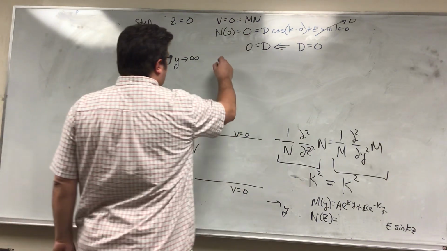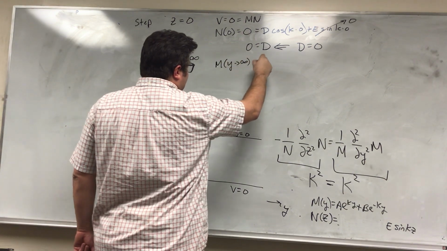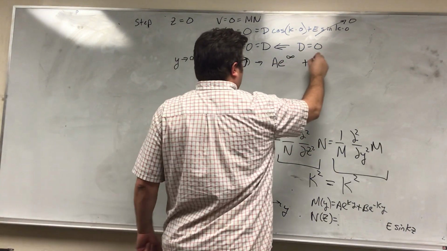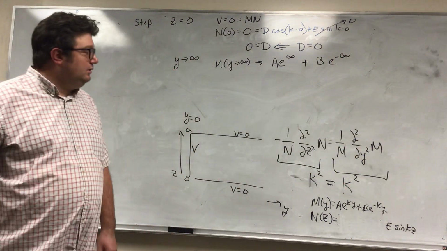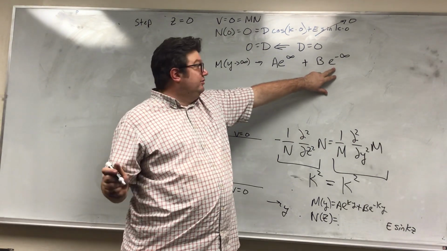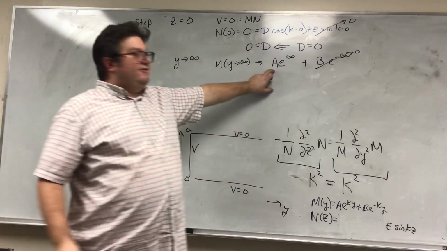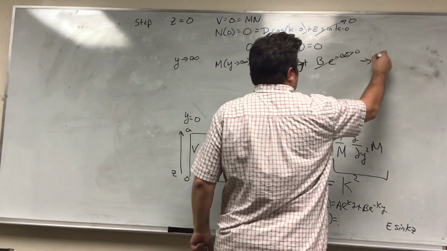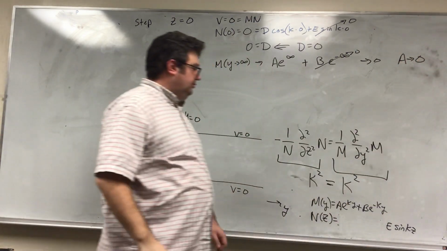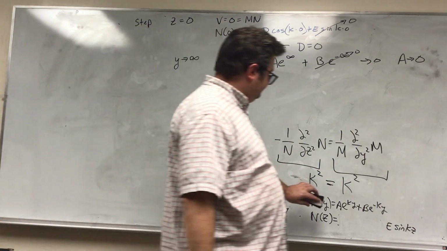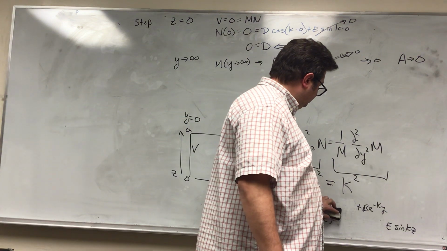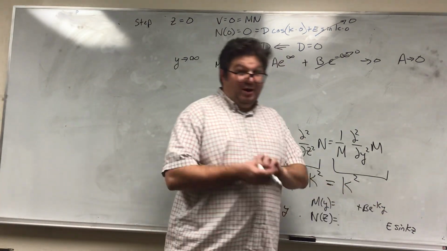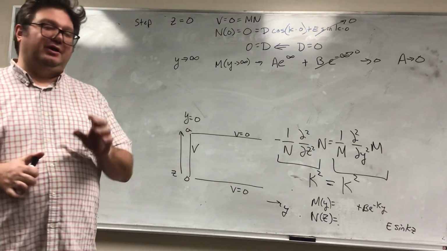So if I look at this and I say m as y goes to infinity is going to be a e to the infinity, plus b e to the minus infinity, well, this term here is going to have no problem. It's going to go to 0. But this term here, it's going to go to infinity. So the only way we can make this term 0, right, is if a is 0. So that tells me the following: that m has got to be b times e to the minus ky. All right, we're about halfway done through the boundary conditions.